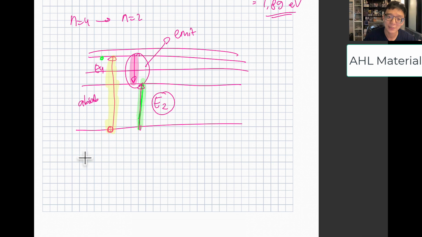Most of the time we just say that the total energy is just the energy of the upper level minus the energy of the lower level. It will just be this.